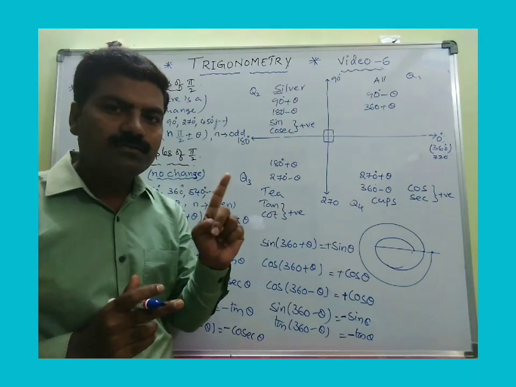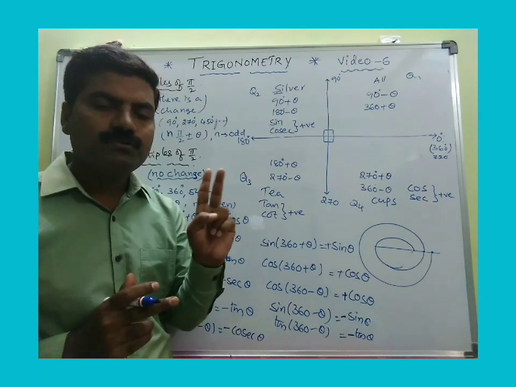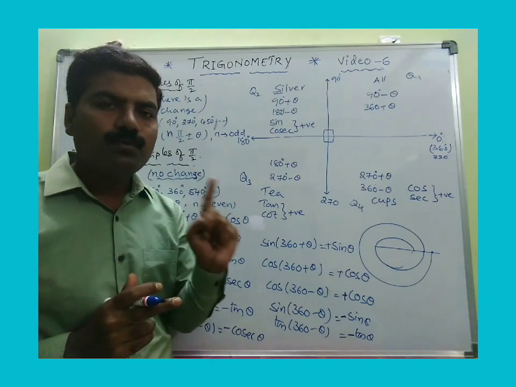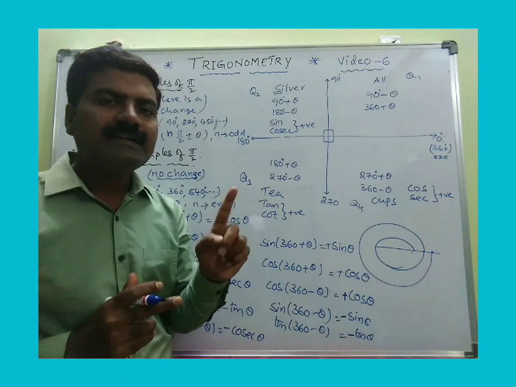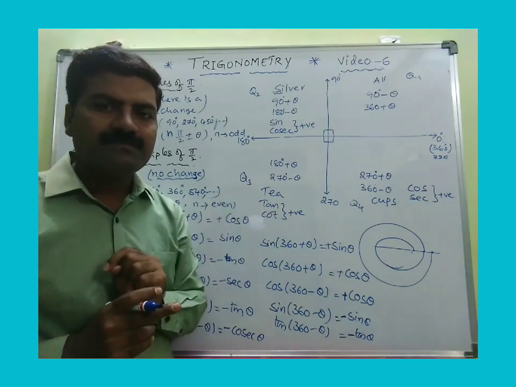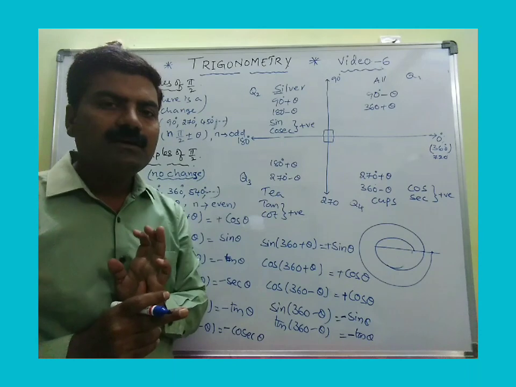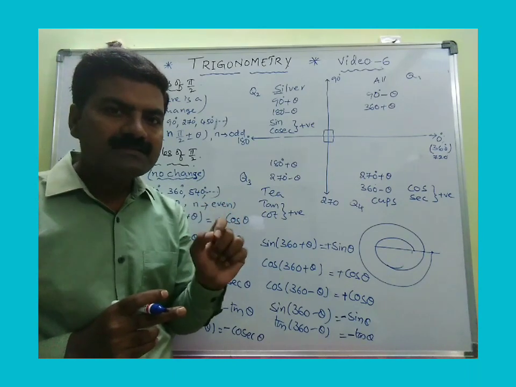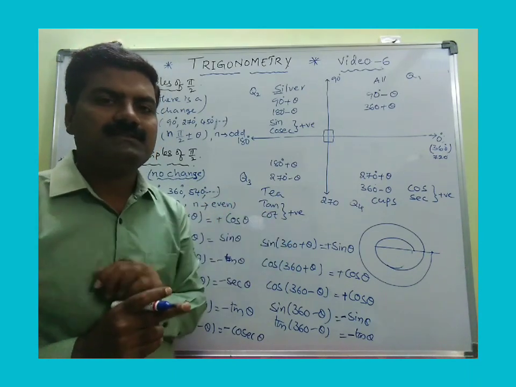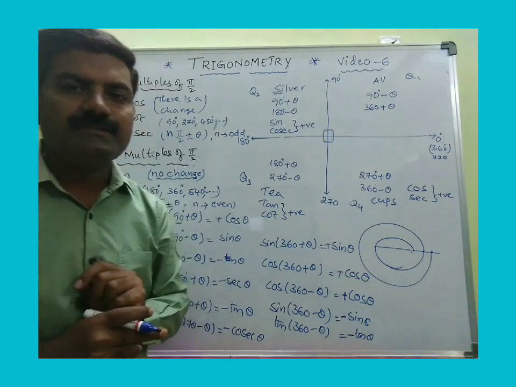You should put 2 questions. Question number 1 is, is there a change in the trigonometric ratio or not? That is the first one. And the second one is, what about its sign? Is it plus? Is it minus? That's it. And the rest of them are very easy.